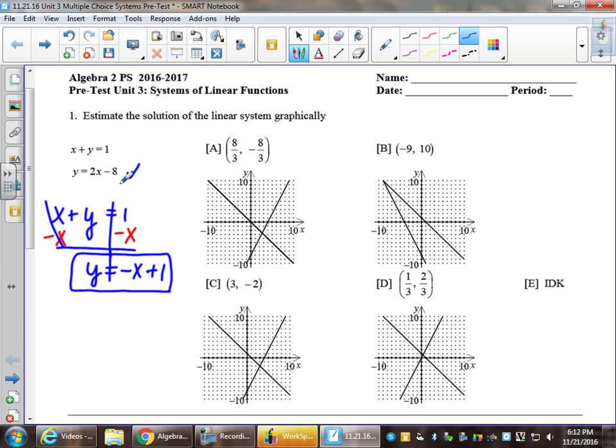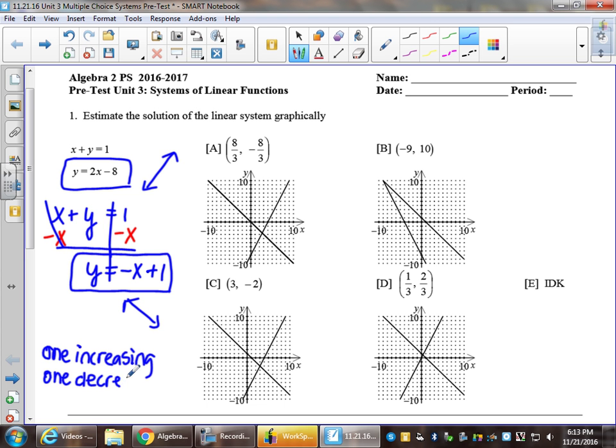What can we reason? So I'm going to put in a box the two equations we're working with. This has a positive slope, so I know I'm going to have an increasing line. This has a negative slope, so a decreasing line. So my graph has to have one increasing, one decreasing. Based on that alone, is there a choice we can get rid of? This has one increasing, one decreasing. How about choice B? These are both decreasing, so B is out.